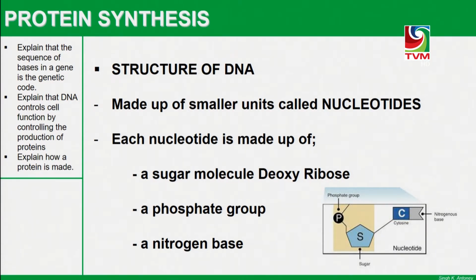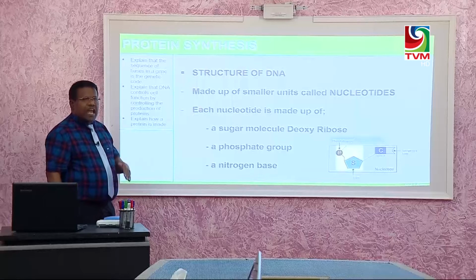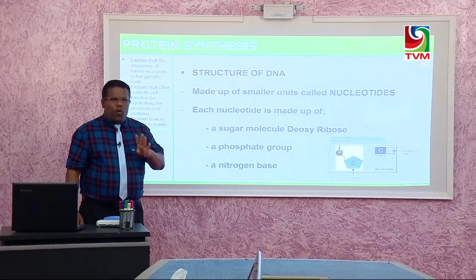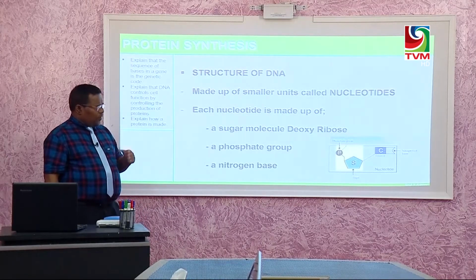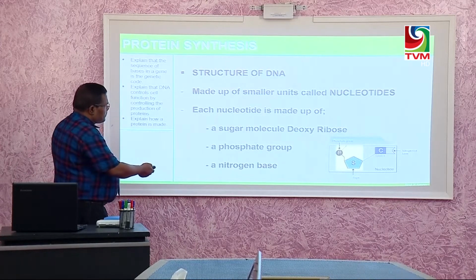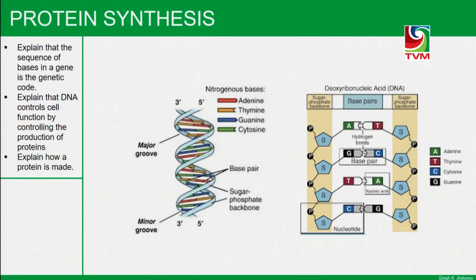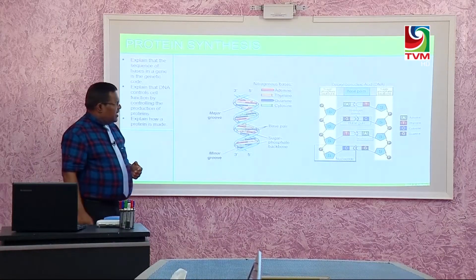And the nitrogen base can be of 4 different types. It can be adenine, guanine, cytosine, and thymine. These are the 4 different nitrogen bases. When we see the picture, we will know about it. So again, the DNA strand is being shown. The nitrogen bases, adenine, thymine, guanine, cytosine, the names are being given. So each nucleotide is made up of a sugar molecule, a phosphate group, and a nitrogen base. And DNA is made up of many nucleotides. That is why DNA is referred to as a polynucleotide.